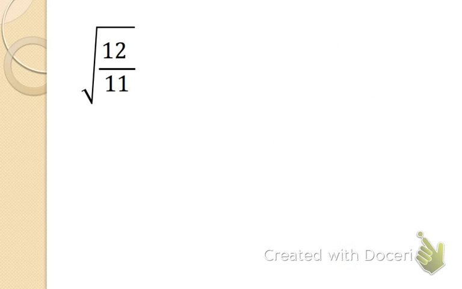Next one. Square root of 12 divided by 11. So the first thing we want to check is, can we reduce the fraction? The answer is no. So we go straight to, okay, apply the property if needed. And well, we need it.